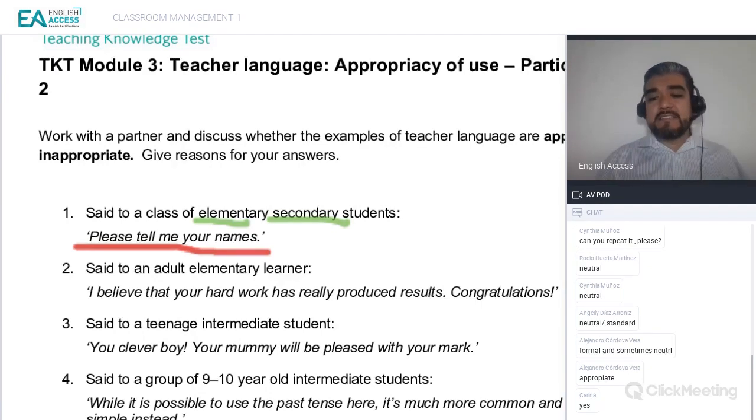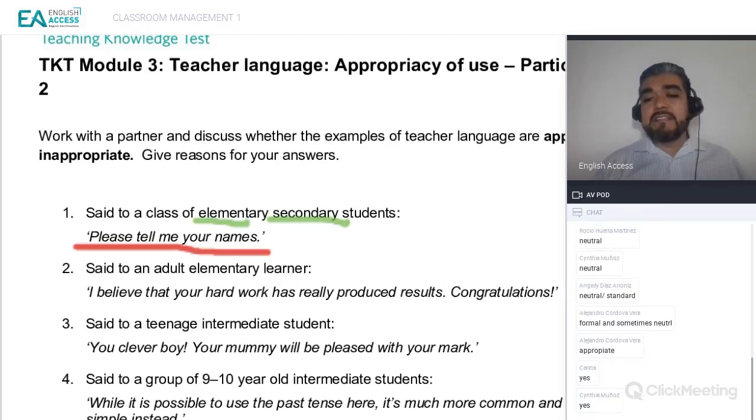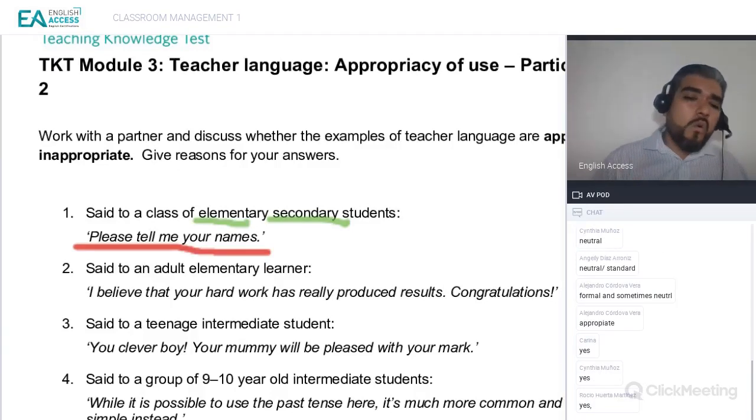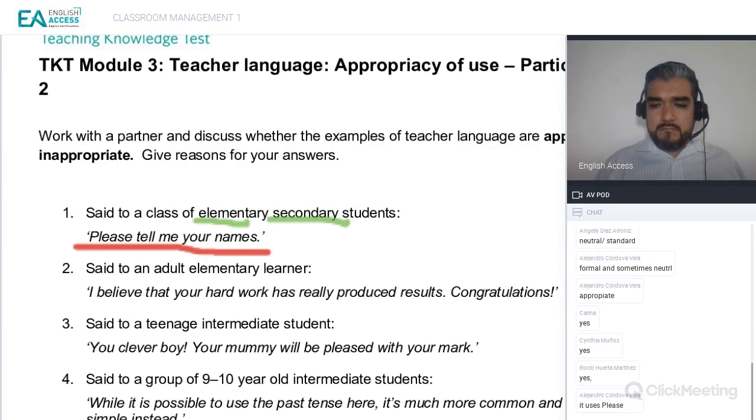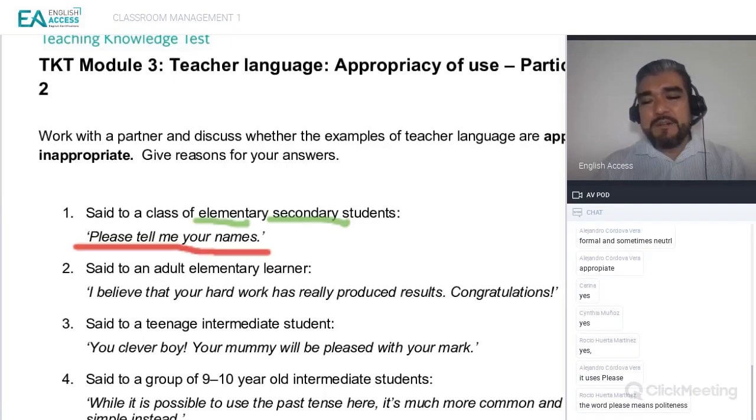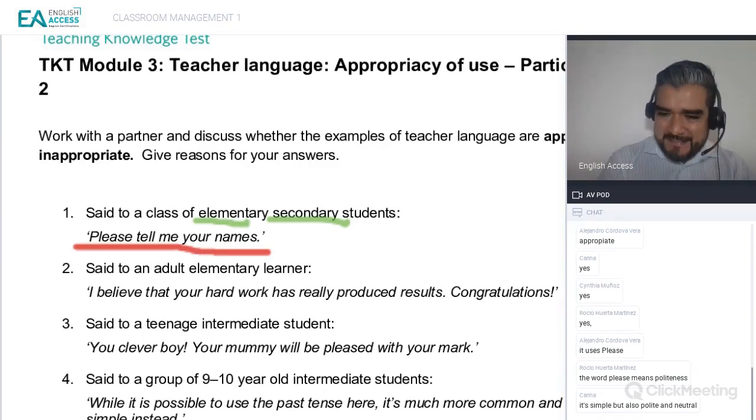Yes. Alejandro says, yes, it is appropriate. Karina says, yes, too. Cynthia says, yes. And Rocio says, yes. Why do you think it is appropriate? Why? Because it uses please. The word please means politeness. All right, well, yes, it certainly says please, right? It's simple, but it's also polite.